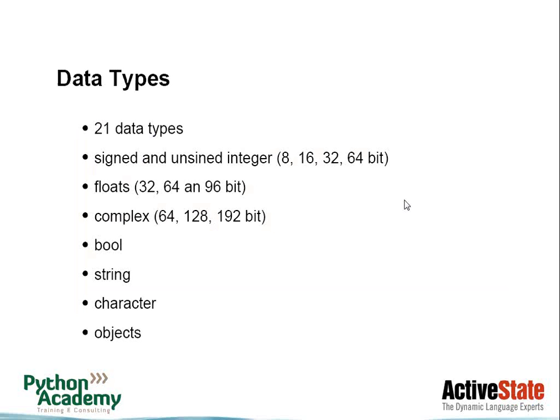Okay, data types. Unlike Python, which has a very limited number of data types, NumPy has lots of data types, and you can see most of them correspond to C data types. For instance, for integers, you have signed and unsigned versions of 8, 16, 32, and 64-bit integers. So that's 8 of them already. You have floats: 32, 64, and 96-bit floats. And you have complex numbers also in different sizes. In addition, you can store Boolean values, strings, characters, and even objects if you like.